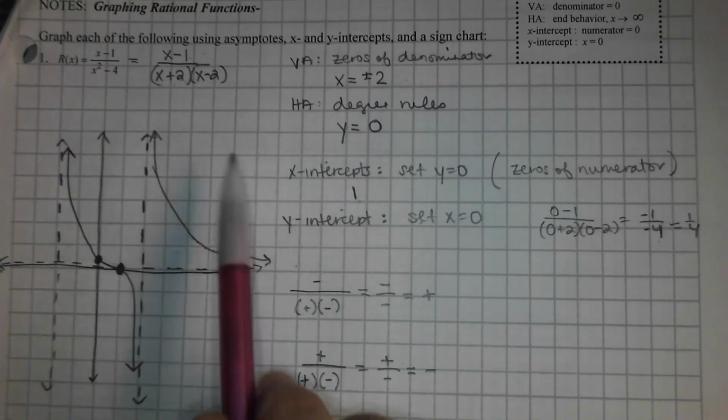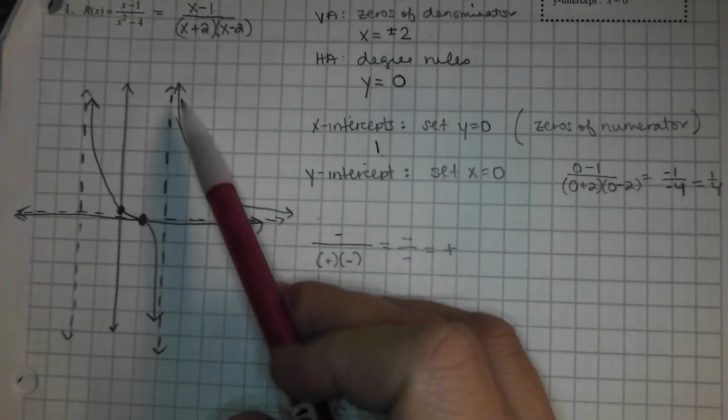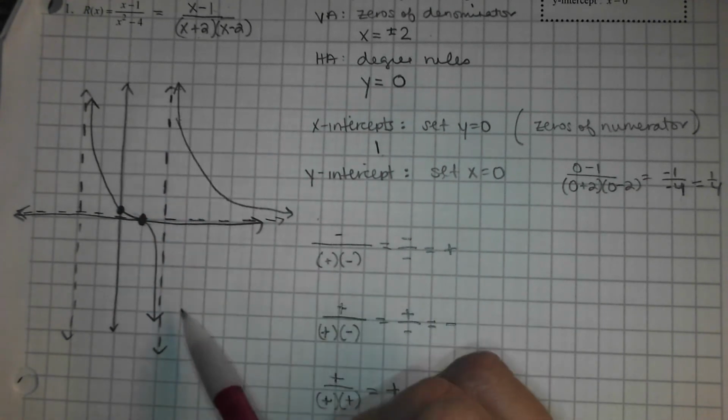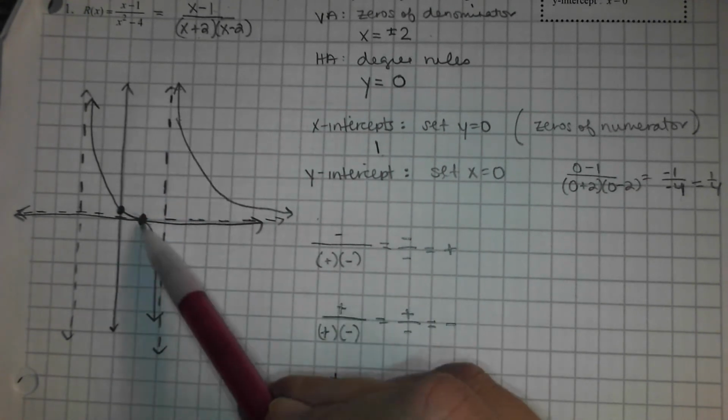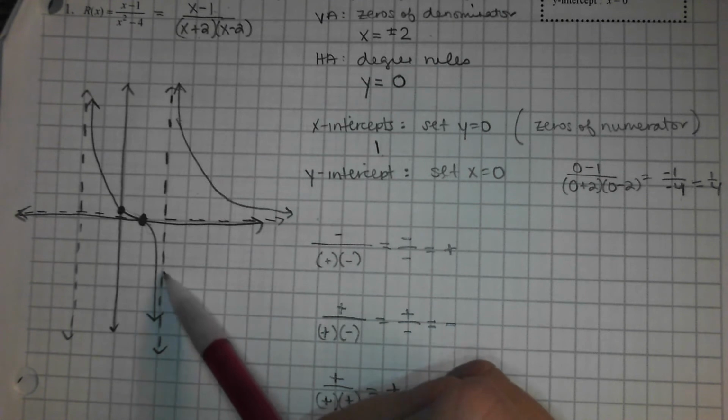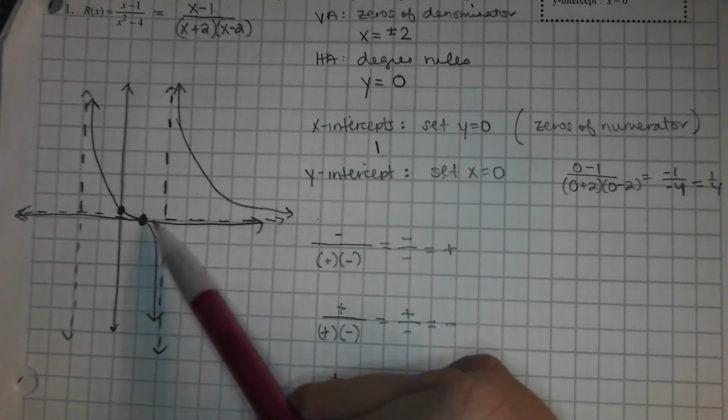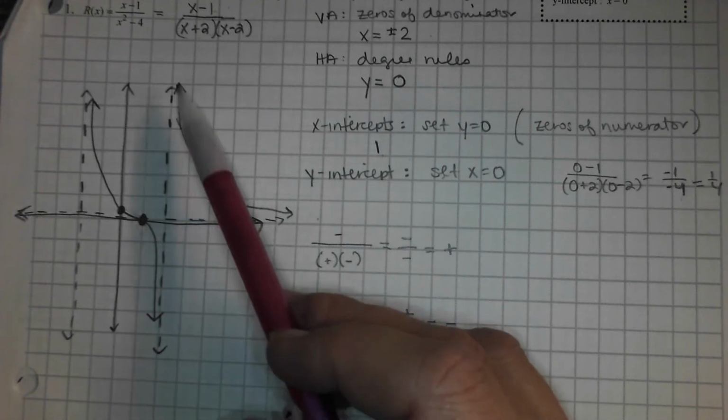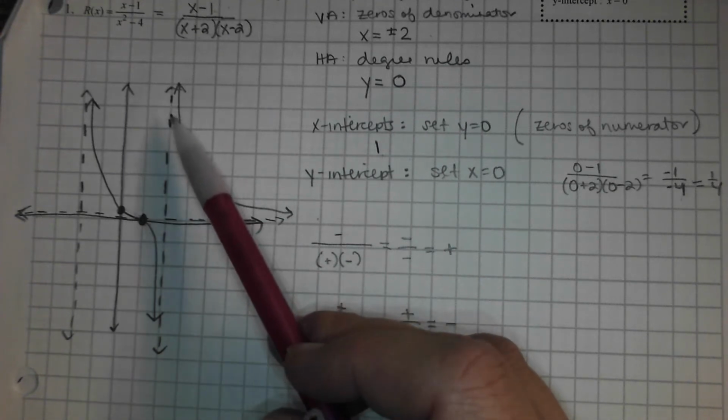Here's the other thing, and I said it when I was doing that example on the board. Vertical asymptotes, most of the time, are going to have opposing behavior on either side. So if you're approaching that asymptote from the left, it's going towards negative infinity. And if you're approaching it from the right, it's going towards positive infinity. Does everyone see what I mean by that?